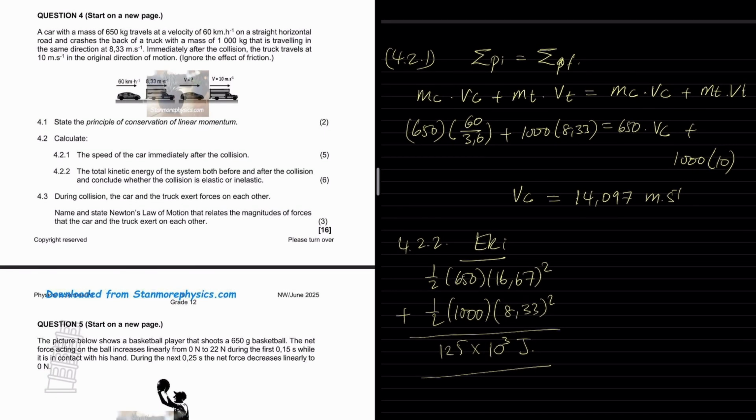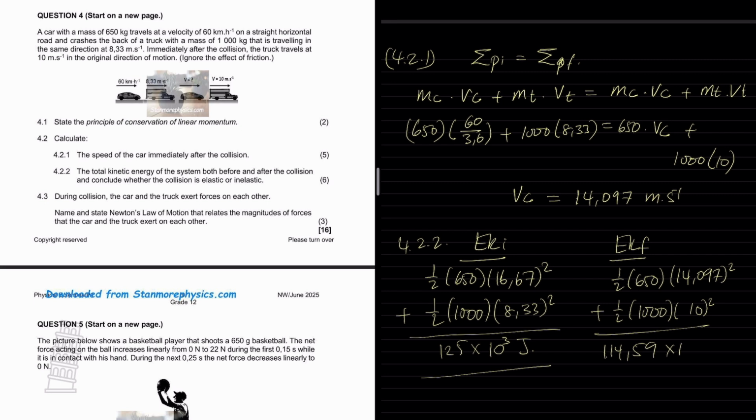Now let's take a look at the final kinetic energy. So EK final, that's going to be half of 650 times 14.097 all squared plus half of 1,000 times 10 squared. And that's going to give us 114.59 times 10 to the 3. And so it's not the same, and so we can conclude that it is inelastic.